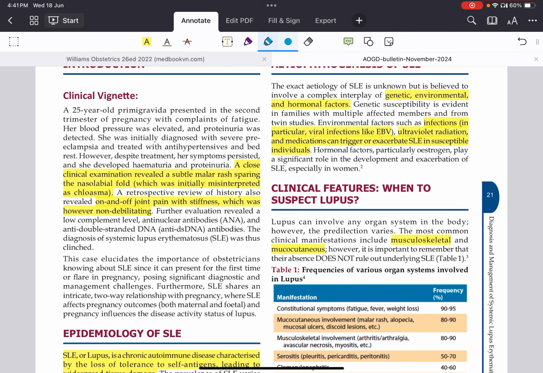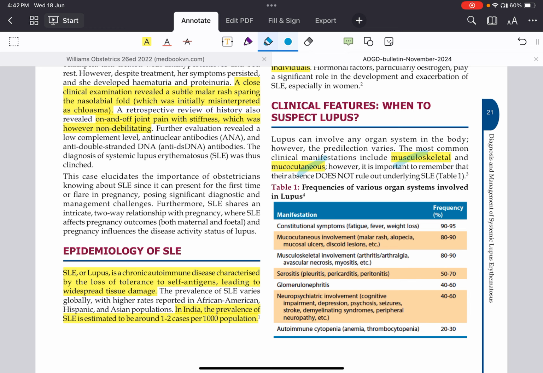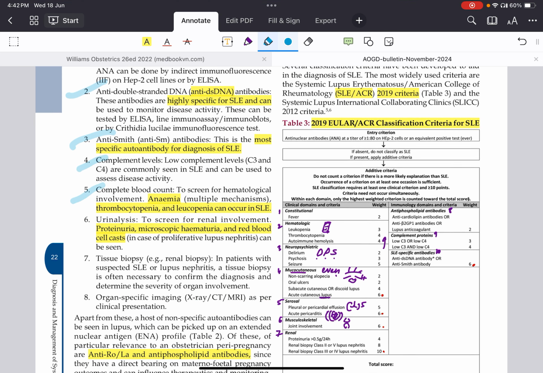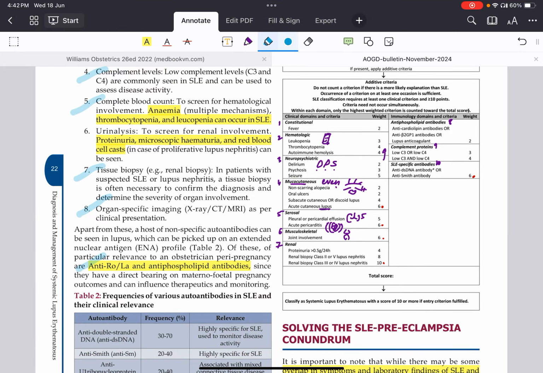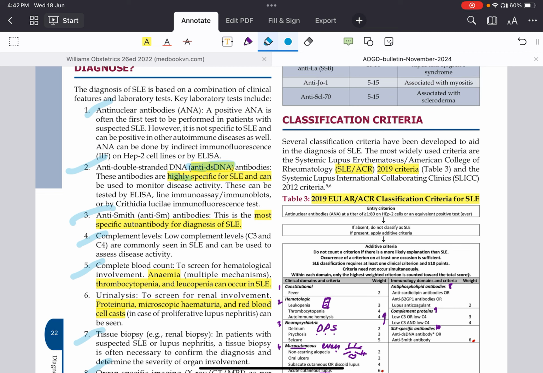SLE involves genetic, environmental, and hormonal factors. Environmental factors include infections and ultraviolet radiation, which can trigger SLE. There is musculoskeletal and mucocutaneous involvement. Investigations are ANA, anti-dsDNA, anti-Smith, complements, CBC, urine test, tissue biopsy, and organ-specific imaging. Antiphospholipid antibodies are also done. Very important: the highly specific test is anti-dsDNA, and the most specific is anti-Smith antibodies.